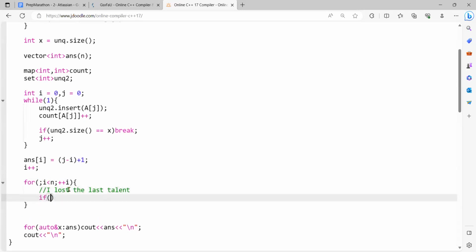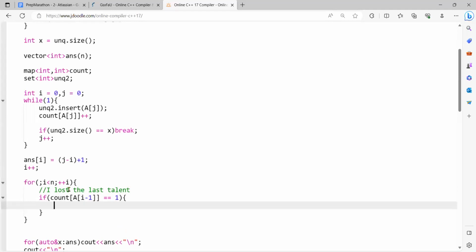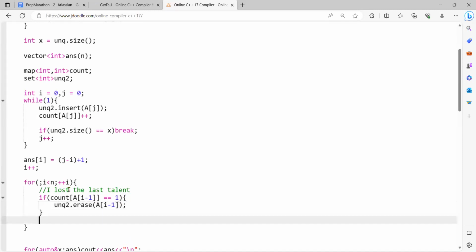So I'll check if this talent was unique. So if count of a[i-1] was 1, it means this talent was occurring only one time in the whole range. So if I go from there, I'll lose that talent. If I am losing it, I need to erase it from the unique elements set also, and I need to decrement its count also.